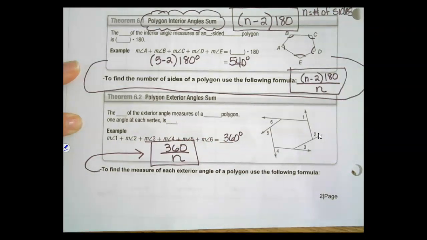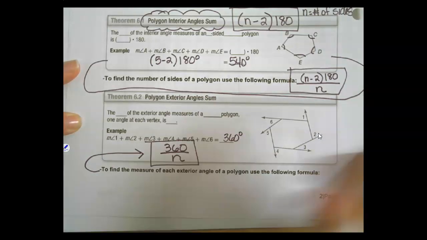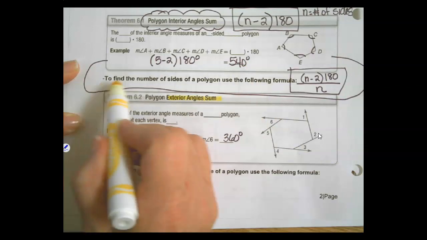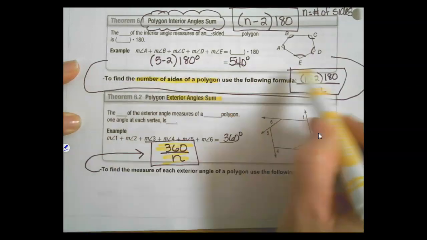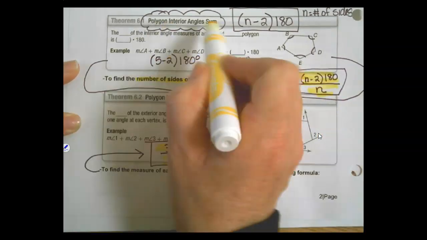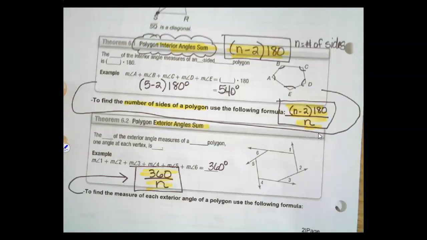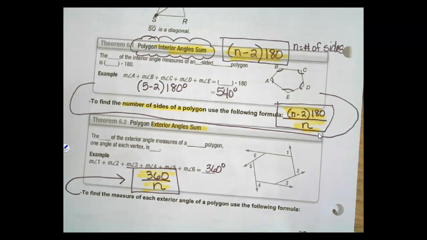I'm trying to make this kind of neat and concise, and I guess we could use highlighters. Exterior angle sums, maybe, and then highlight it. This is to find the number of sides, and this is to find the interior angle. I kind of like it highlighted. Makes me feel better. So those are the key things that could draw your attention. All right, let's flip on.